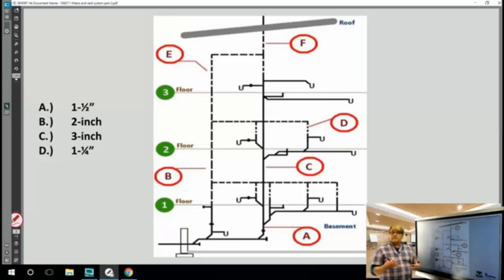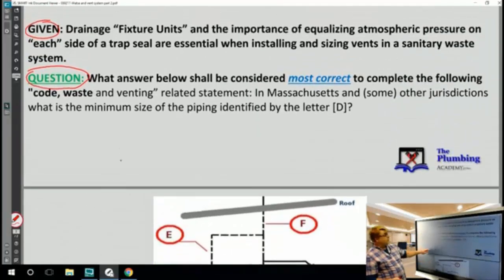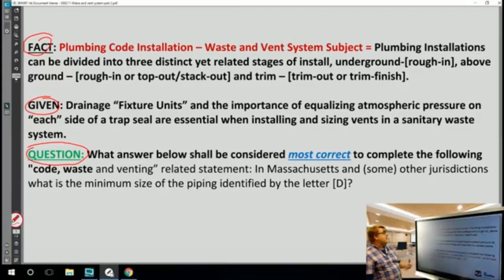So it gives you some really good in-depth visuals of the infrastructure of a building, going back and forth. So what's the question based on this drawing? Again, we're talking about plumbing code installation. We're talking about the waste and venting system design. And here's the fact. Plumbing installations can be divided into 3 distinct yet related stages of install.